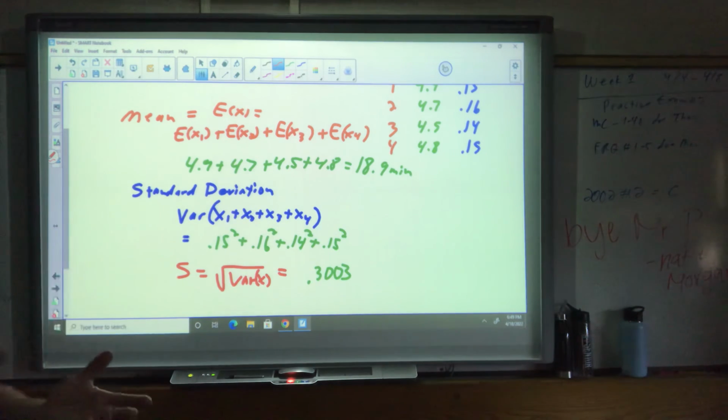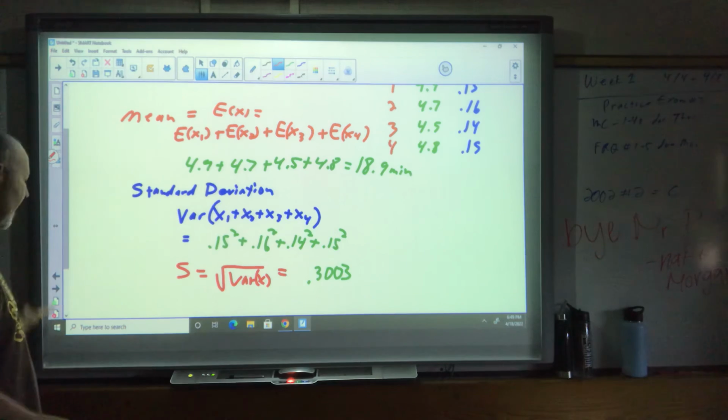And I would just answer in a sentence that the mean expected time for the 4 runners would be 18.9 minutes with a standard deviation of 0.3003 minutes. Notice that they have units on them, and the standard deviation always has the same units, as does the mean.